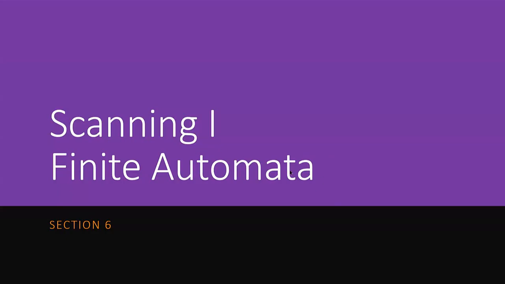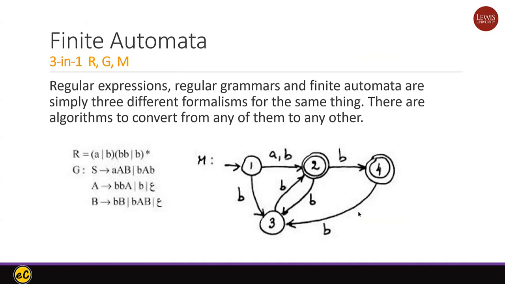So then next one, you talk about what is automata and the relationship with the scanner. Okay, so here it says three-in-one: a regular expression, grammar, and the automata machine. This one is the regular expression, this one is grammar, this one is the finite state machine. So these are three-in-one.